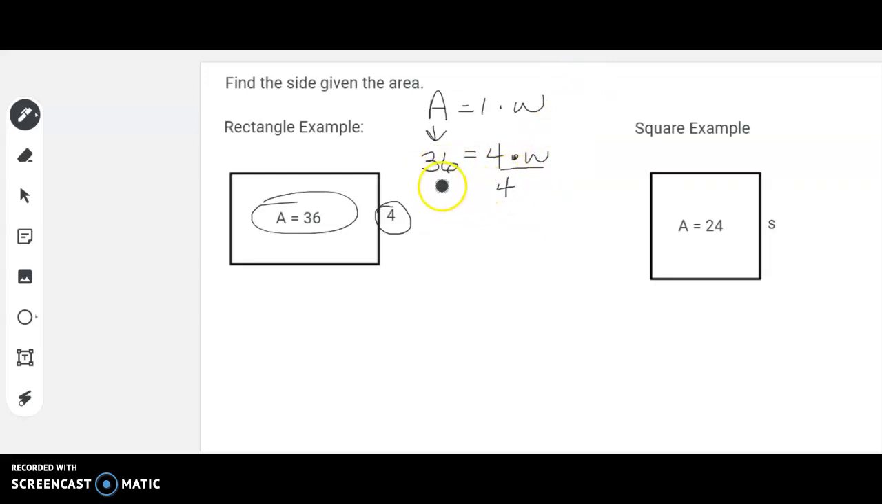Now I need to know what times 4 equals 36, and we solve it algebraically. That means we have to divide by 4 on each side. And 9 is equal to my missing side. So my missing side is 9.